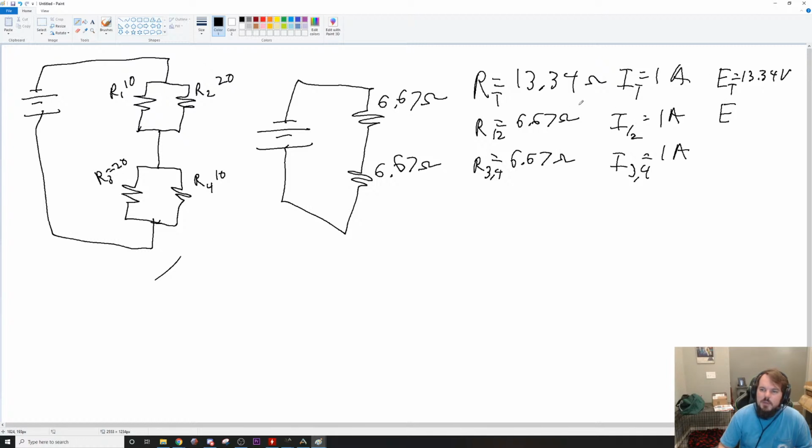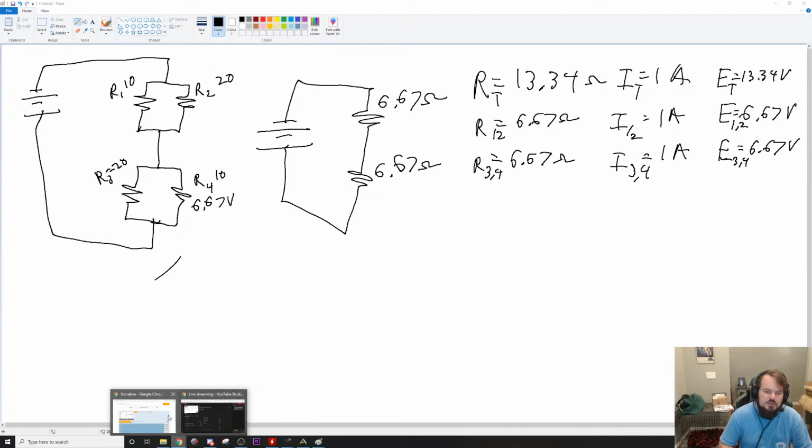All right. So 6.67 times 1 is 6.67 volts. And then 6.67 volts because they're both identical. And now, since they were asking about voltage drop, you split them apart, and since they were parallel, it's the same voltage, so it's going to be 6.67 volts all the way around. Everything has 6.67 volts.